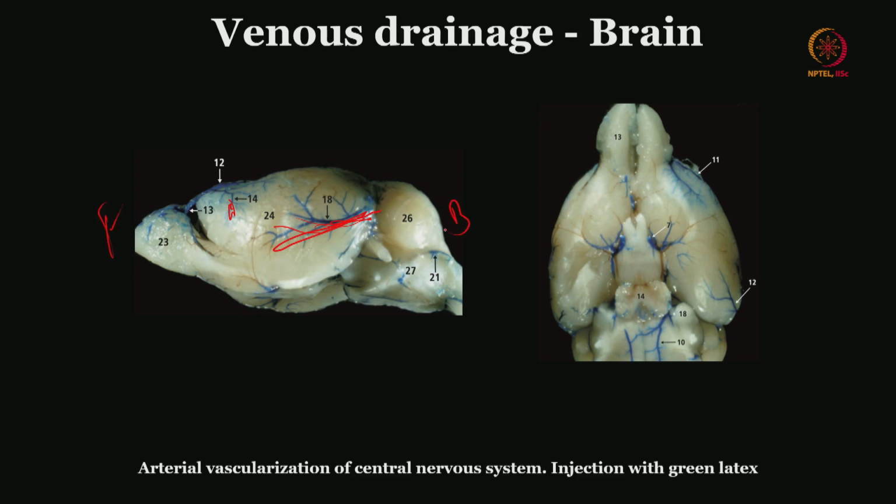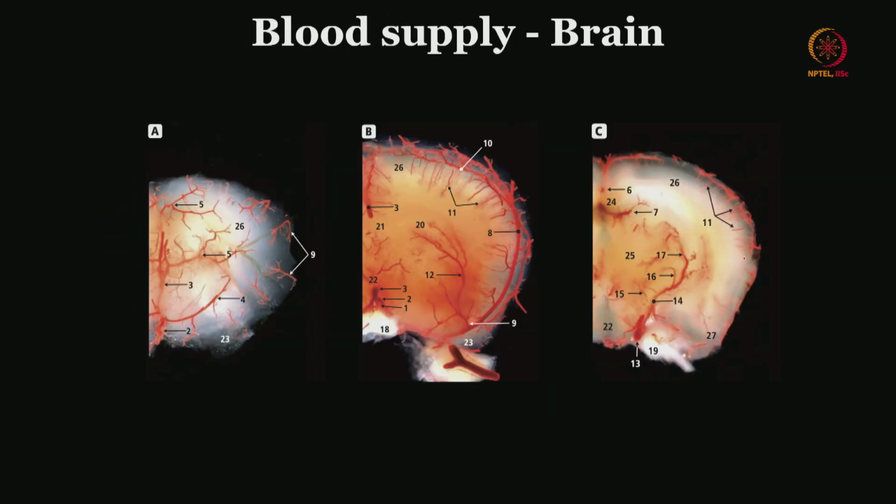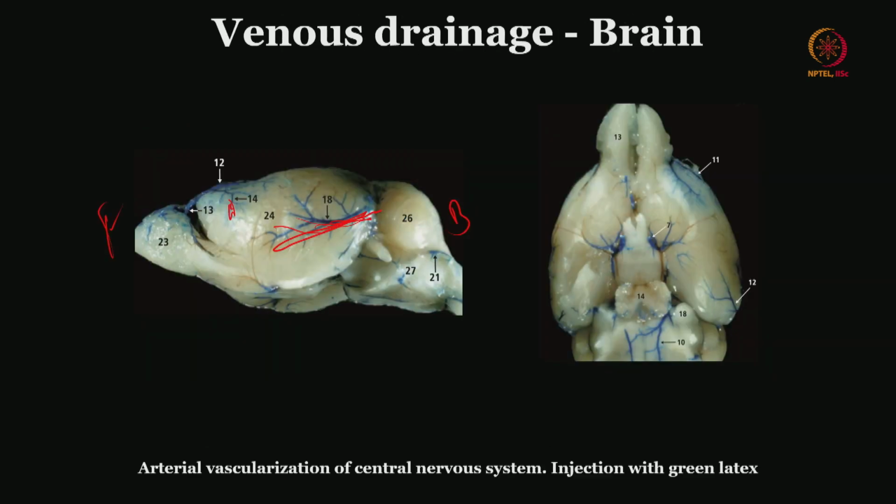I hope from the last few slides you now remember the gross structure of the brain. This is important to remember if you want to create a stroke model. When you expose the lateral surface of the brain, you need to differentiate what is an artery, which comes like that.